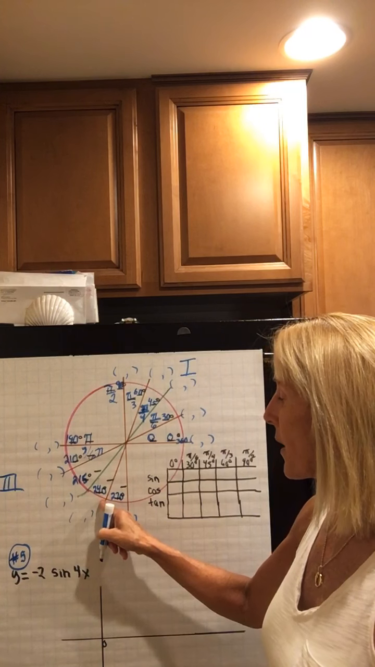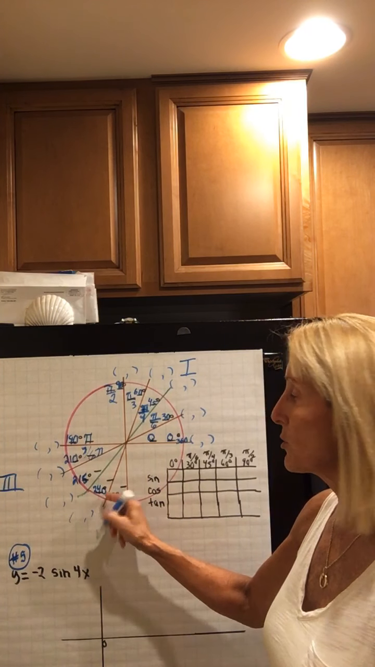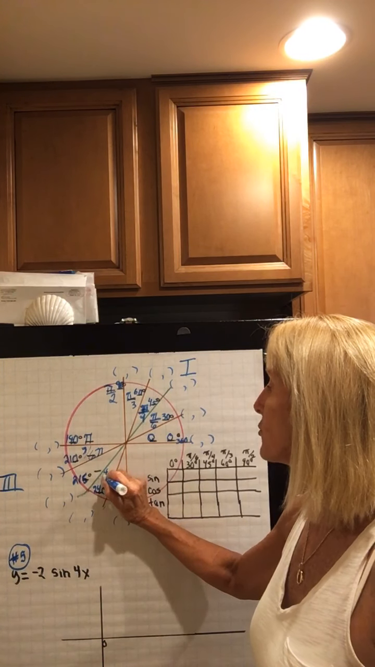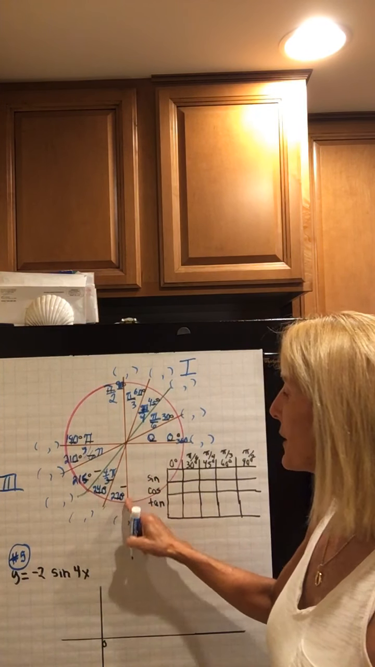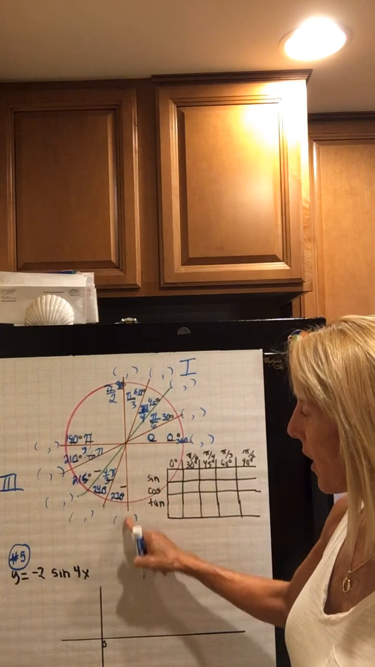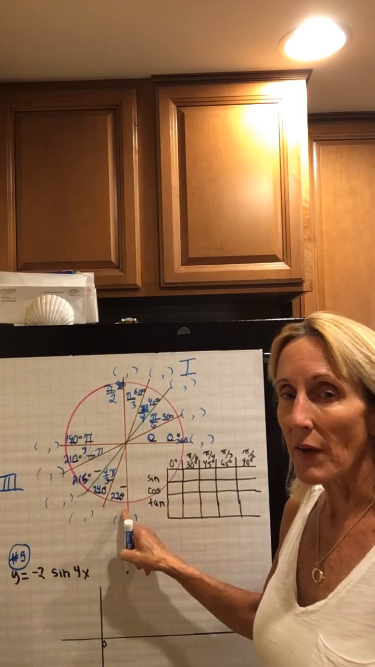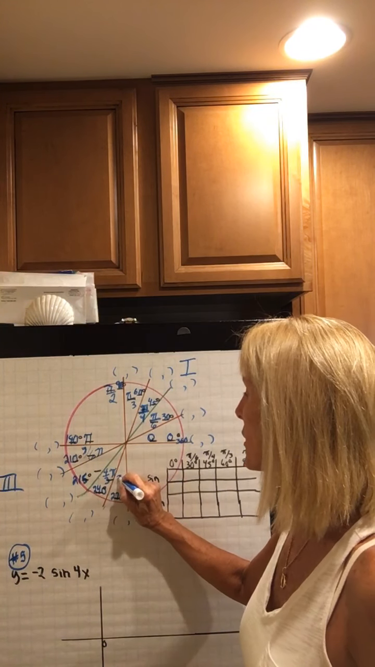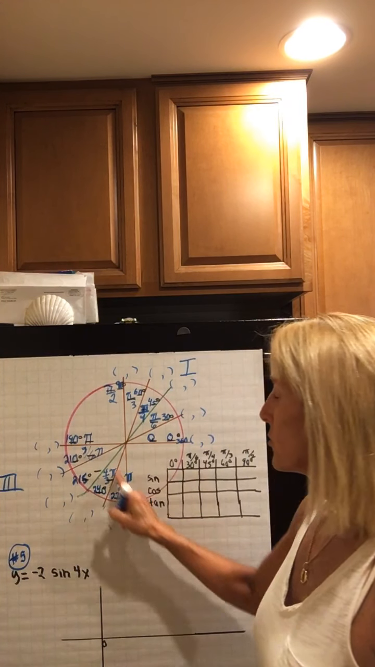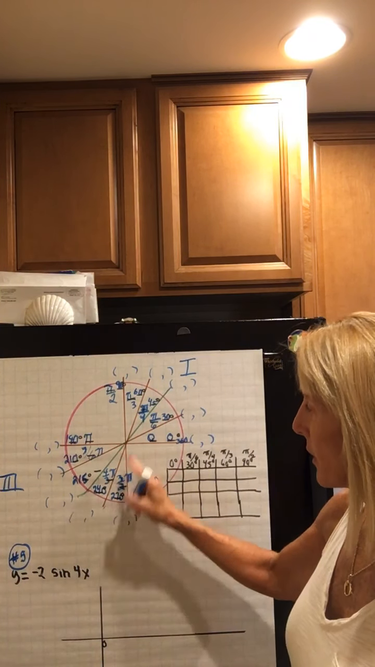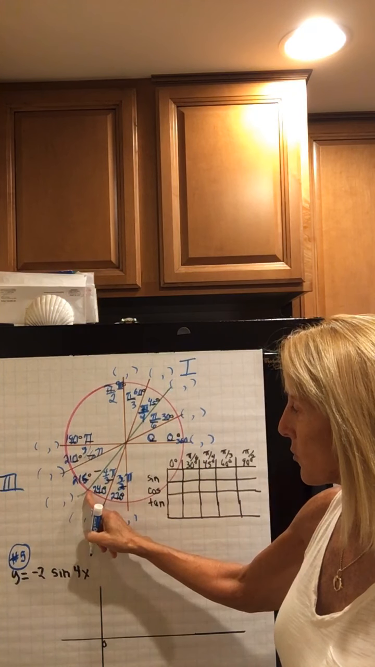So 8/6 pi divided by 2 to reduce it would simplify to 4/3 pi. This would be 9/6 pi right here, divided by 3, which gives me 3/2 pi. So there's quadrant 3. Now let's do the 45 degree.